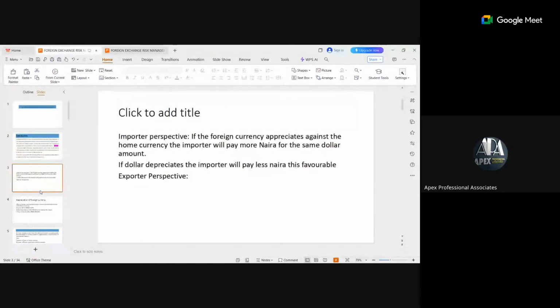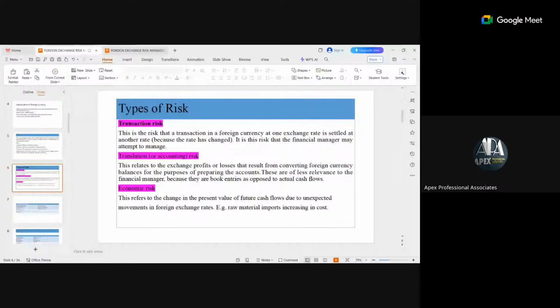We have transactional risk. This is the risk that a transaction in a foreign currency at one exchange rate is settled at another rate. This is the risk that the financial manager may attempt to manage. So transactional risk is the risk of unfavorable exchange rates during the course of normal foreign trading transactions.